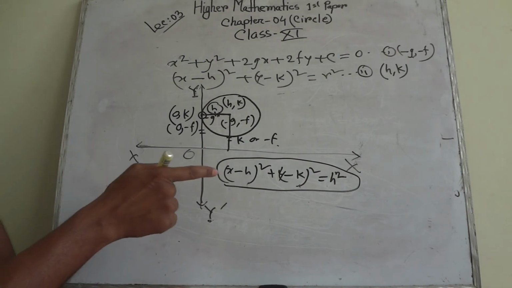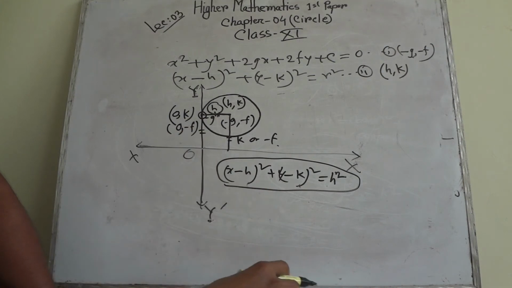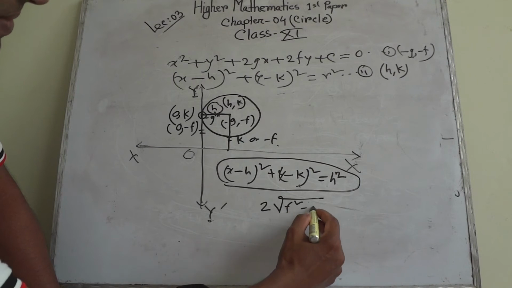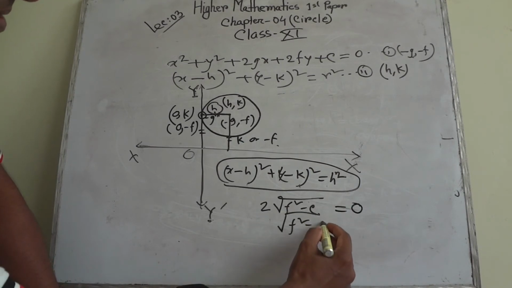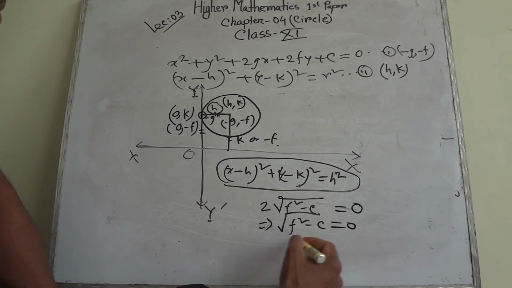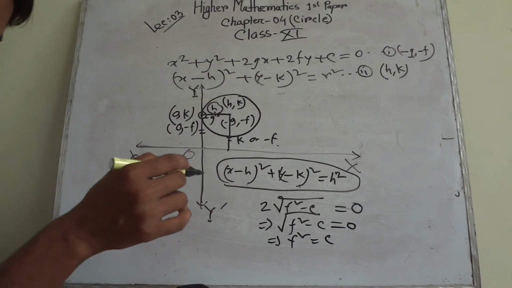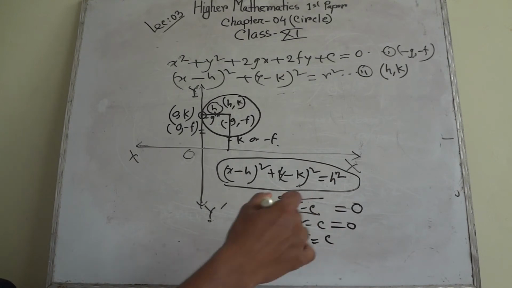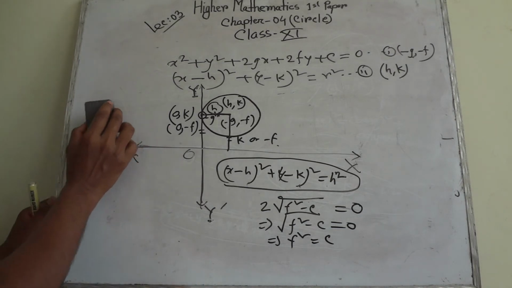Okay, and also we have discussed that when a circle touches the y-axis, we can write the intercepting part from the y-axis equal to 2 square root of f square minus c, that is equal to 0. That's when we can write square root of f square minus c equal to 0. That's when f square is equal to c. We have already discussed this, so I will not repeat this. Clear everyone? Okay. Now again follow this.